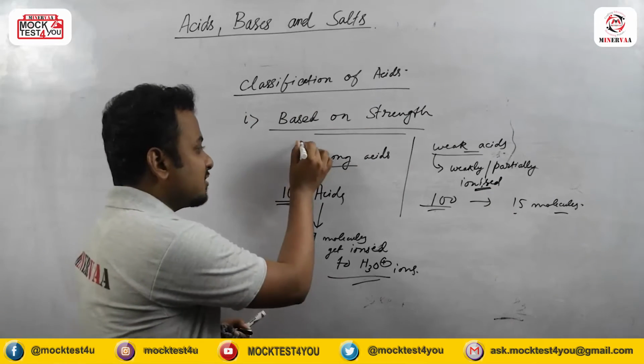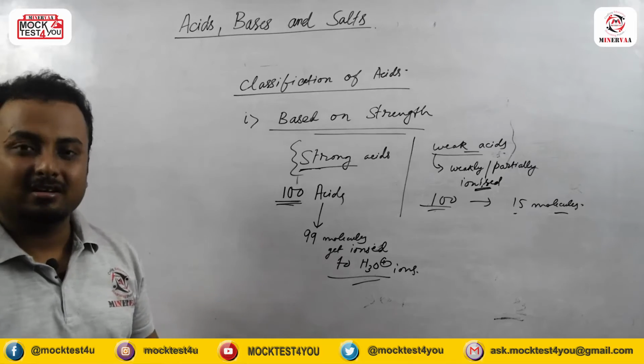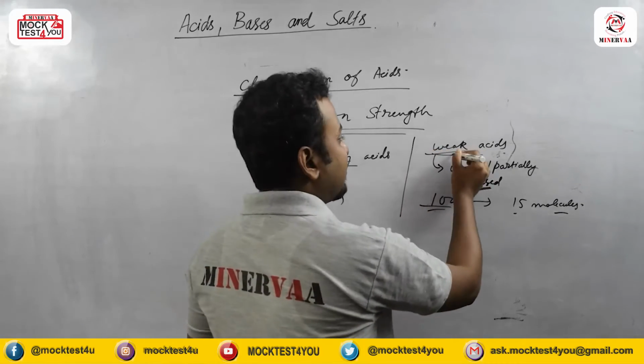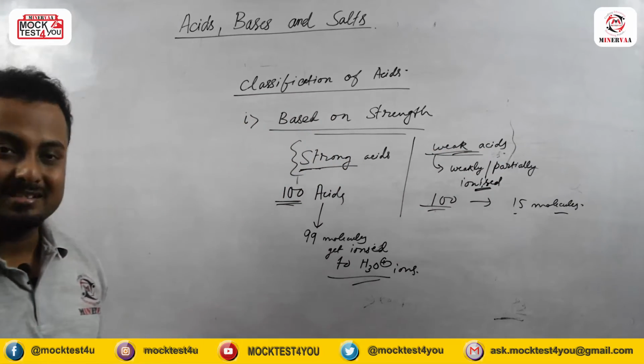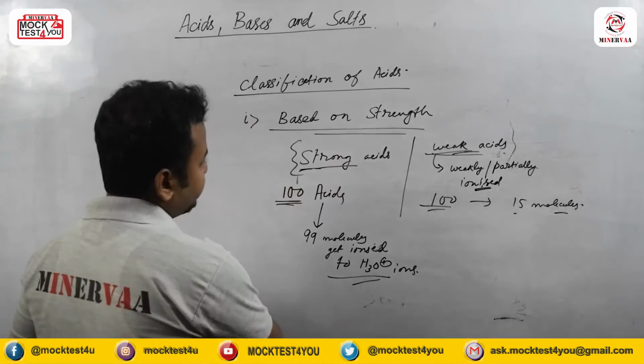So in case of strong acids, the percentage of ionization is higher, but in case of weak acids, the percentage of ionization is less. We are getting less number of H3O plus ions, right?